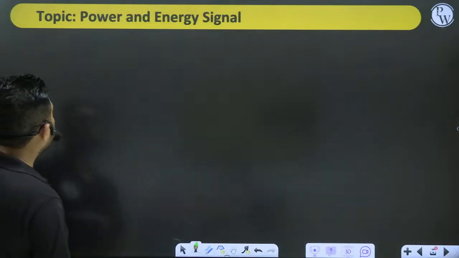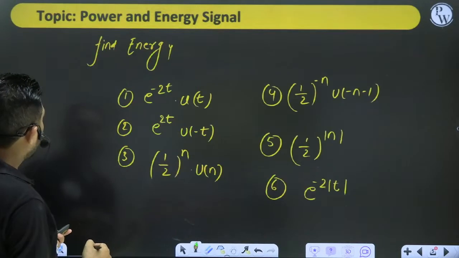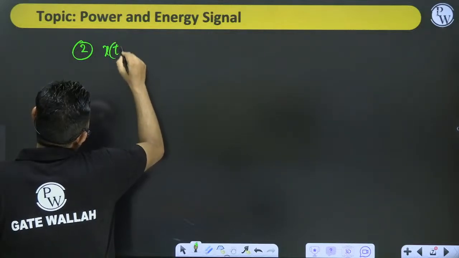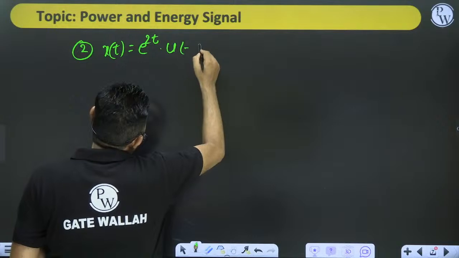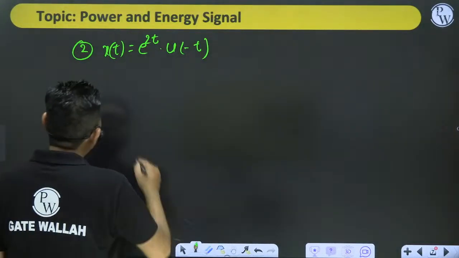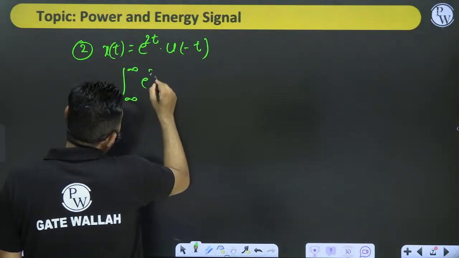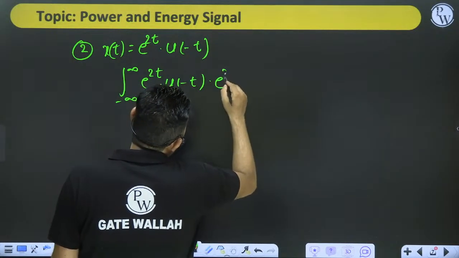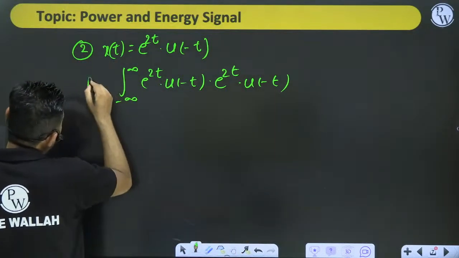Let's talk about the second one. The second one was e to the power 2t u(minus t). So x(t) was e to the power 2t into u(minus t). Let us find out the energy of this function. So how will you find it? Same, directly I am writing the integral from minus infinity to infinity of e to the power 2t into u(minus t) and e to the power 2t into u(minus t), and that's what my energy is.